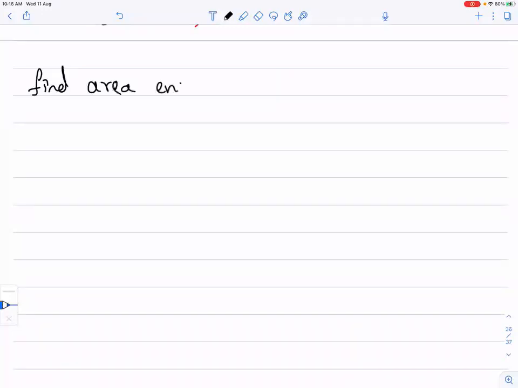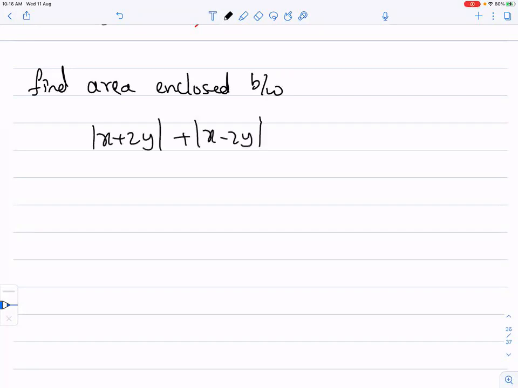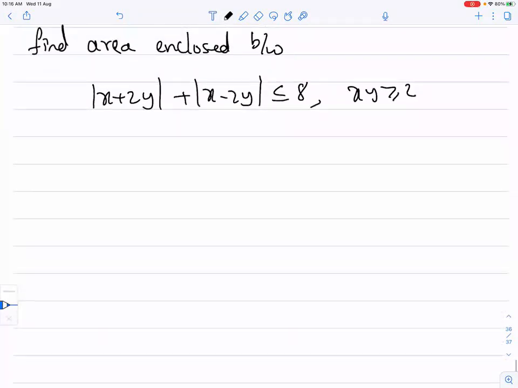Find the area enclosed between mod of x plus 2y plus mod of x minus 2y less than or equal to 8, xy greater than or equal to 2. Okay, let me discuss this.